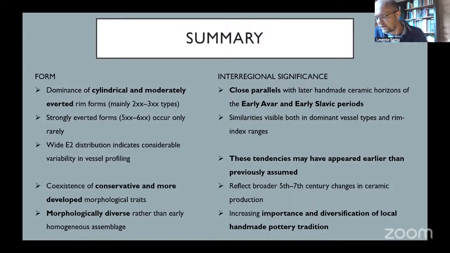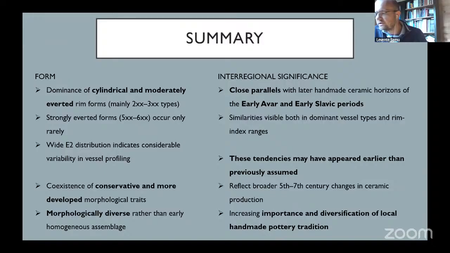The 28 metrically analyzable handmade vessels from the settlement at Rákóczi-falva show close similarities to the later handmade ceramic horizons known from the early Avar and early Slavic periods, both in terms of dominant formal types and rim index ranges. Although the sample remains limited, the frequency distribution of the vessel types appears broadly comparable.